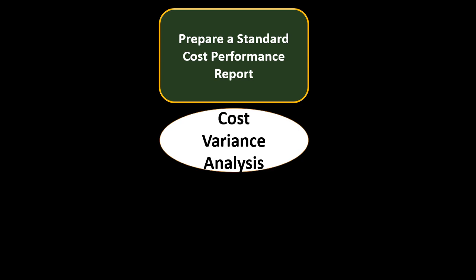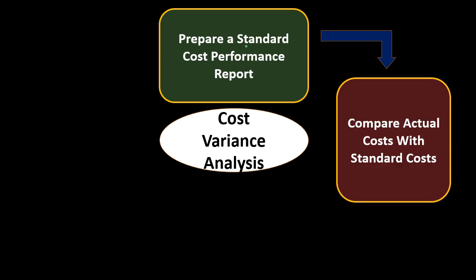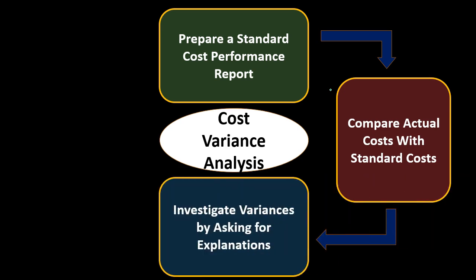So we'll put together, in essence, the standard, which you could think of as the expectations, similar to the budget, but with the cost variance. And then we'll compare the actual cost with the standard costs. So once the time period has passed, we can take a look at the actual costs, what actually happened, and compare them to the standard costs.